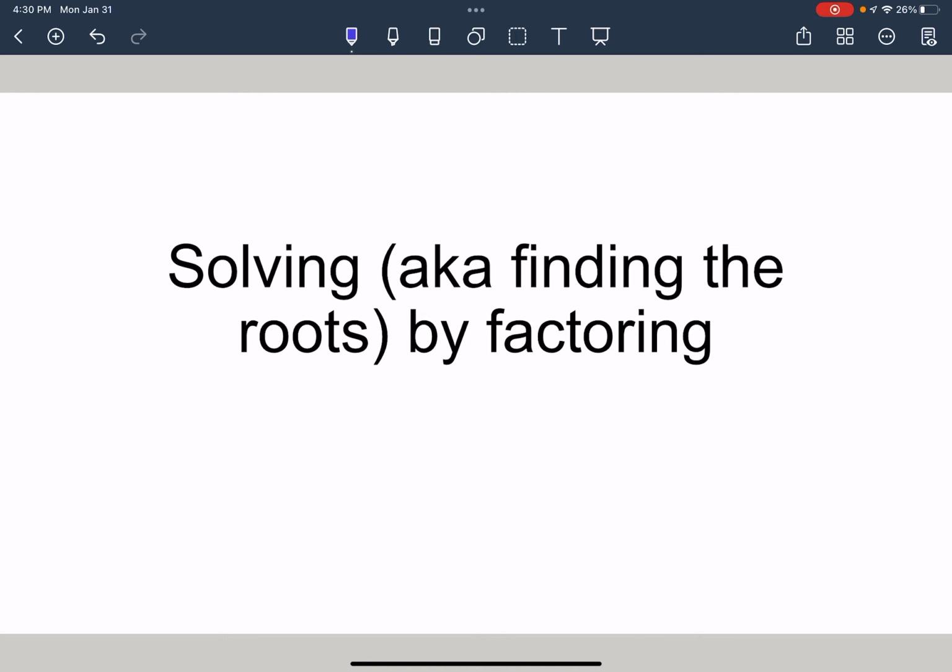So finally, we talked about solving, which is finding the roots by factoring. We're going to be starting to talk about solving equations. Remember, when you solve equations, you want to find a value x equals some number, okay, so x equals 7 or x equals 3. So far we've been simplifying expressions. Expressions are things that don't have an equal sign in them, but equations have an equal sign in them.